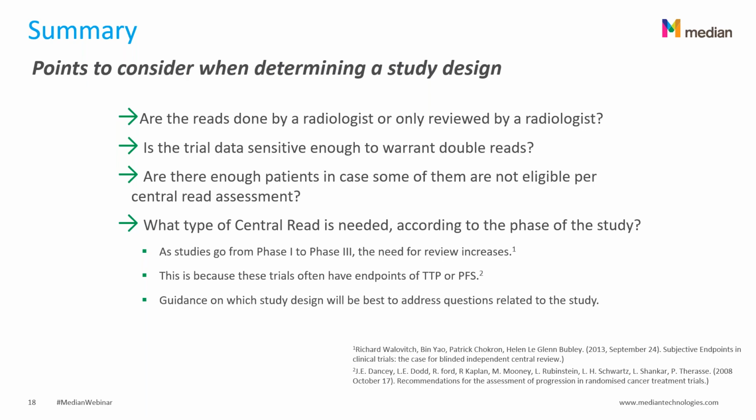So what type of central read is needed according to the phase of the study? As studies go from phase 1 to phase 3, the need for review increases, as well as most likely the patient population and the endpoints. So when considering this, maybe you could move from a collect and hold to a central read as you move toward different phases. You may use the eligibility confirmation or progression of disease confirmation to determine the patient population if, again, they are difficult to attain. And this is all dependent on your endpoints as well.